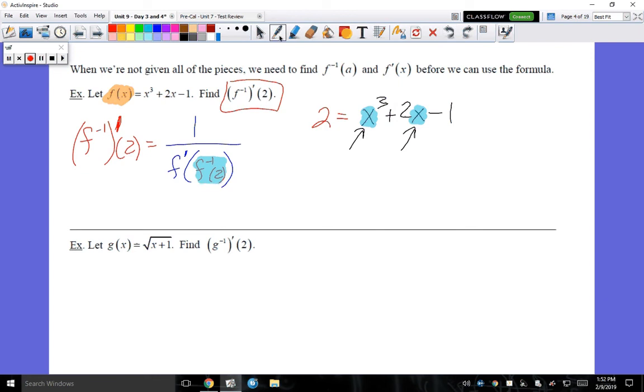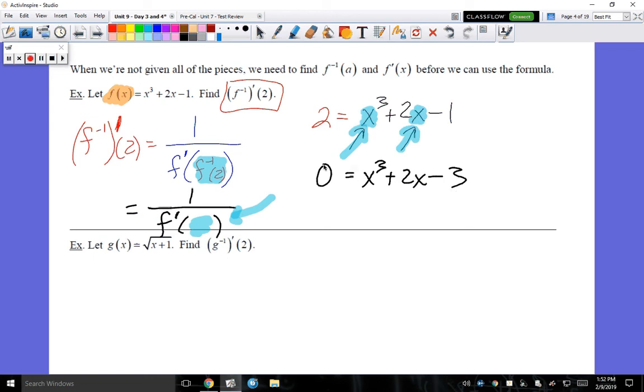Once we solve for x, we'll say 1 over f prime of whatever that is. Whatever we get for x, that's what we're going to put here for our input. I have a cubic function, so I'm going to set it equal to 0, which gives minus 3. You could test some integers like 0, 1, 2, 3, just plug and chug, and we see that x equals 1 does work.